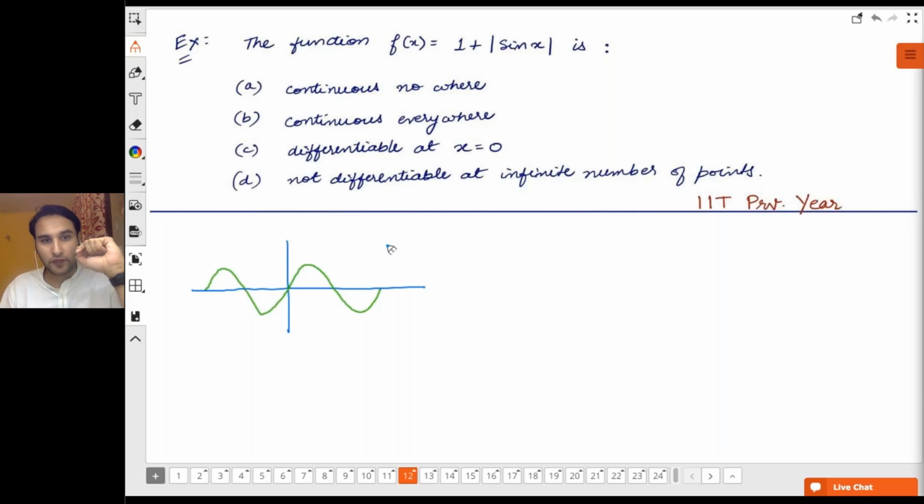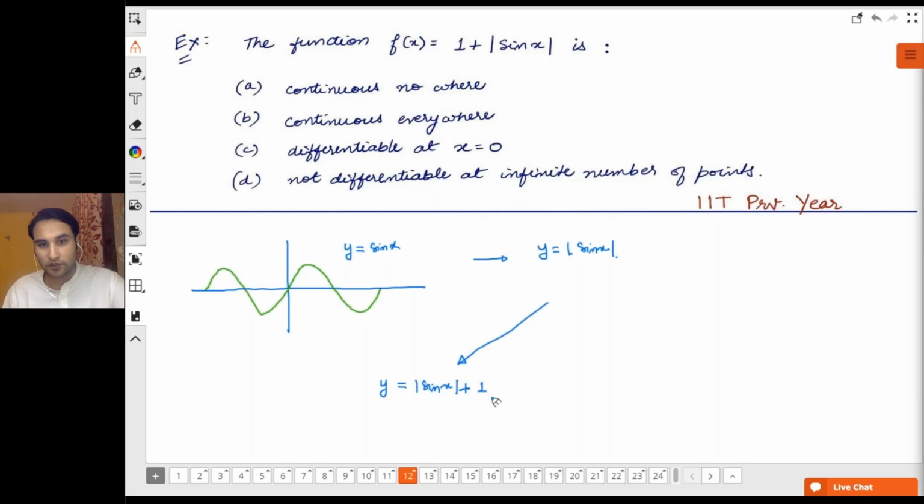Now, first, this is my hint. This is y equal to sin x. Now think about the graph of y is equal to mod of sin x. What will happen? Once you have done that, then visualize the graph of y is equal to mod sin x plus 1. If you have attended my previous sessions on graph, you will know the transformation. The graph will shift up by 1. But don't worry, do it.